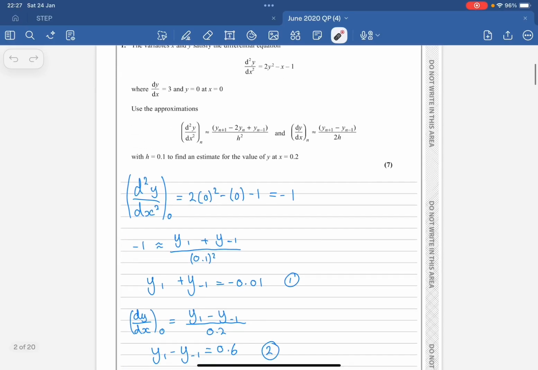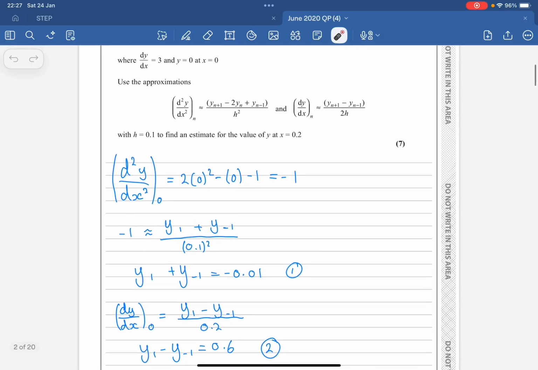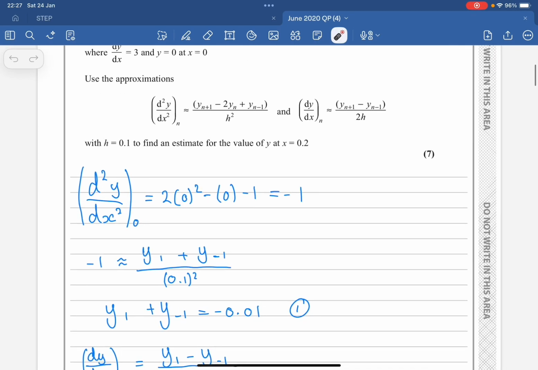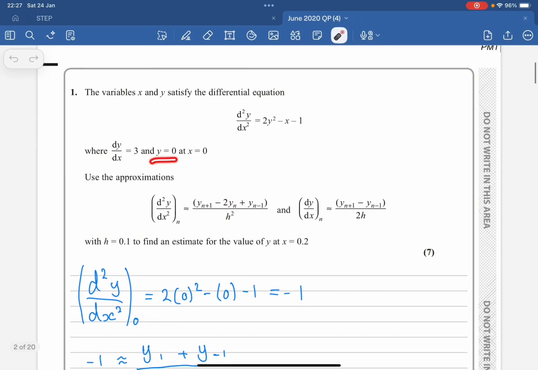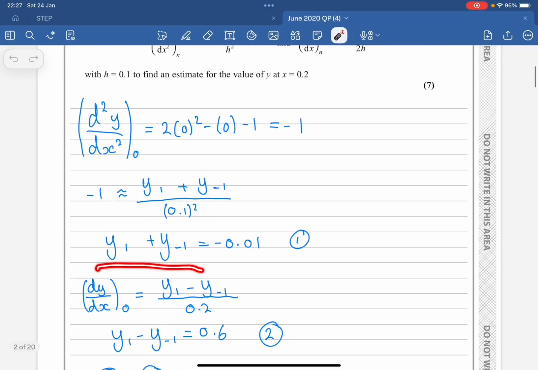And that tells us that d squared y over dx squared 0 is just minus 1. So then we know that with this equation, when n equals 0, we're left with minus 1 is pretty much equal to y1 plus y minus 1, because this is y0, y0 is 0, over 0.1 squared. That tells us y1 plus y minus 1 is minus 0.01.